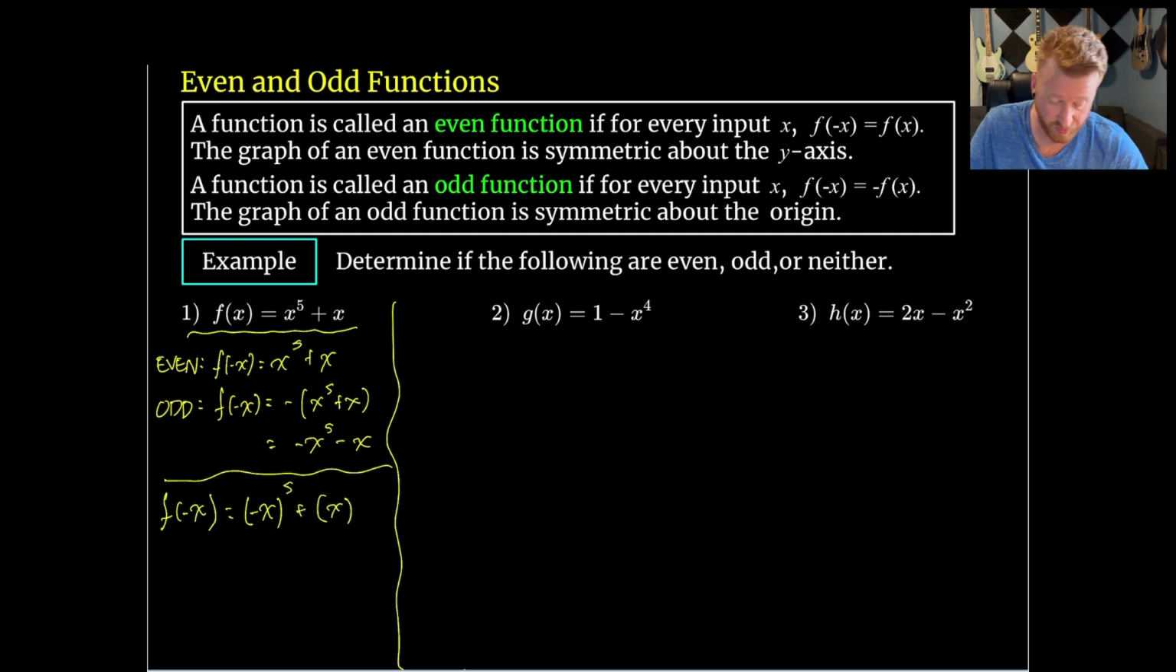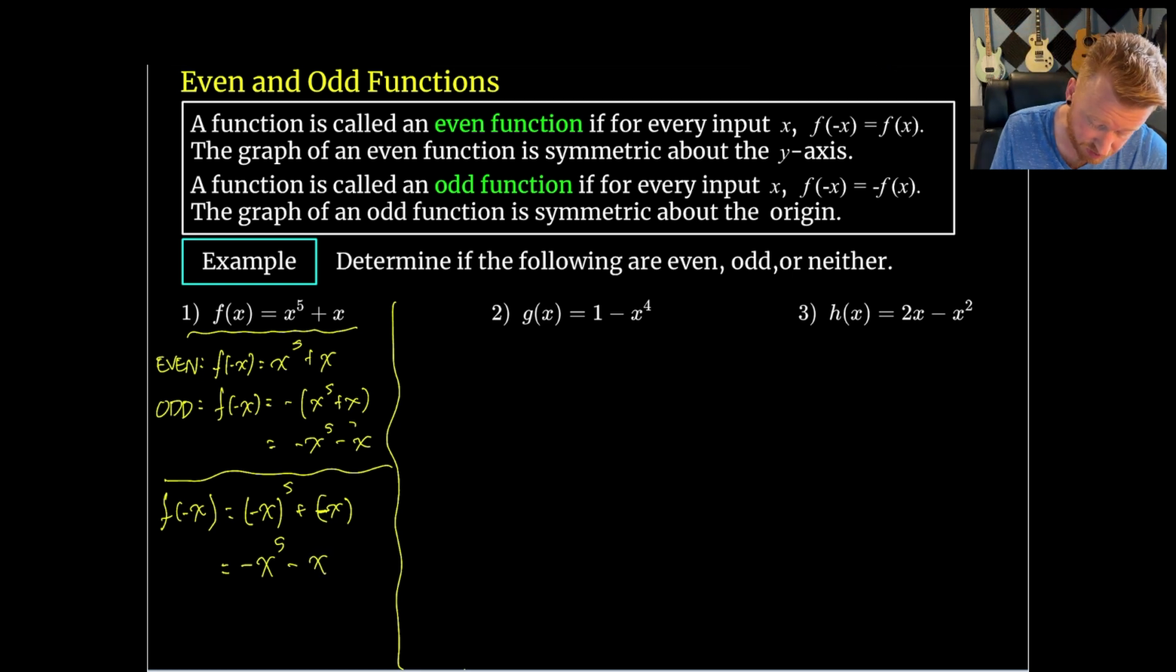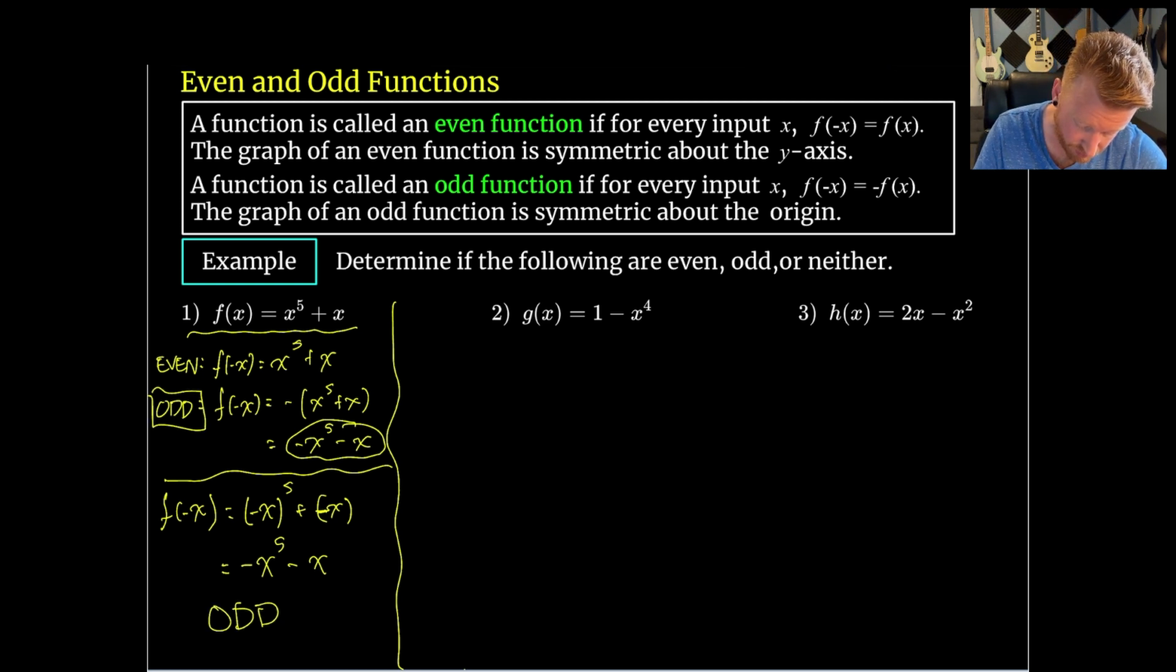And if I simplify from here, remember that if you raise a negative value to an odd exponent, the result will still be negative. So the result here is still negative x to the fifth. Oh, I forgot my negative on this one. I wanted to add negative x there. And then adding a negative is the same as subtracting. So this gives me negative x to the fifth minus x, which is one of the proposed things that we had here. So this is an odd function.